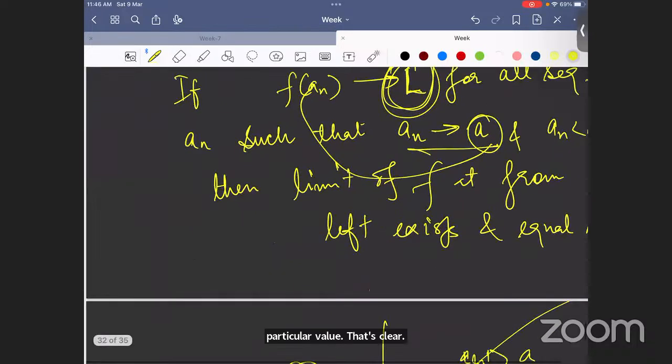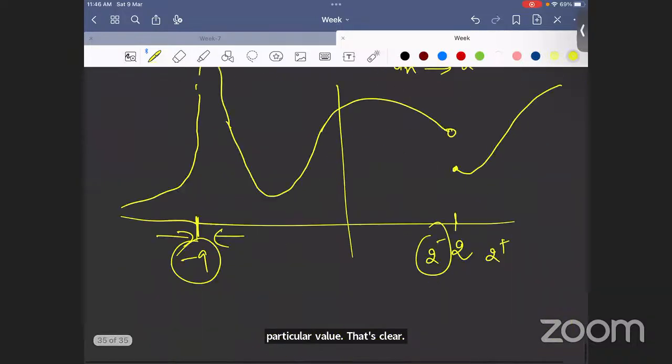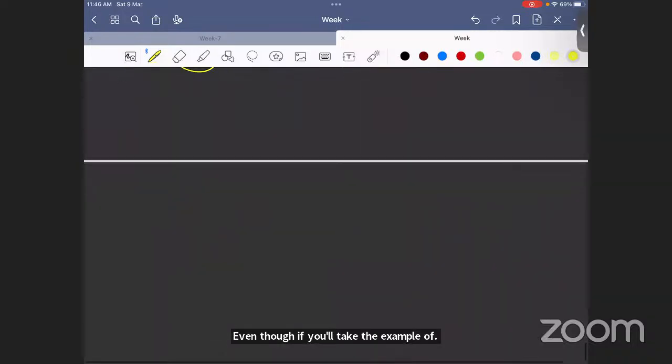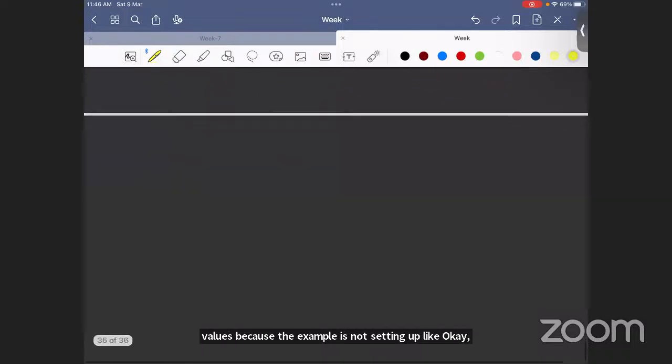Even if you take the example of a floor function, if you're coming from the left hand side or right hand side, you'll get two different values. That also is there. Even if, for example, you're taking a function, that also will not work because you'll always get some values. That is totally irrelevant, that you are getting two different values, because the example is not setting up like that. Okay, I'll think upon this. And maybe in the next session I'll discuss that.